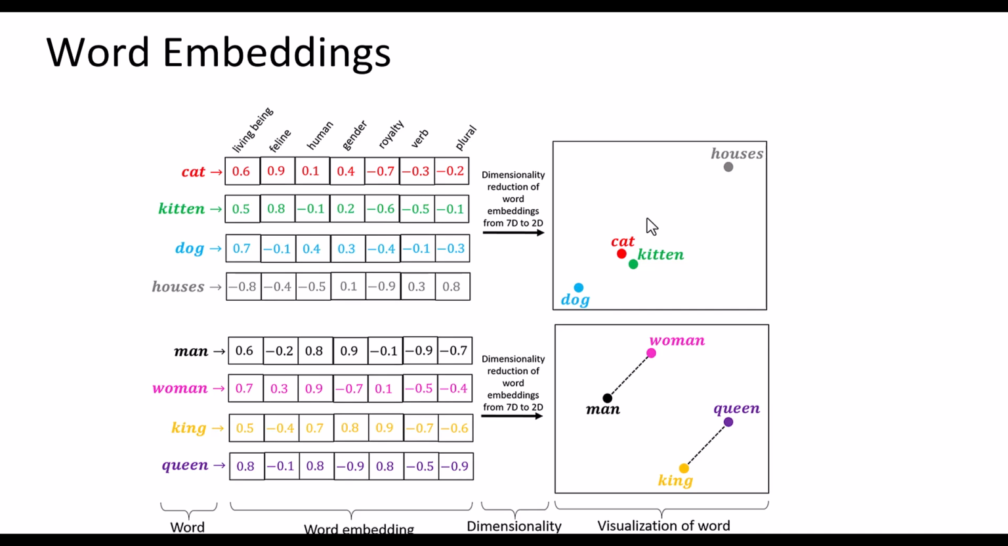You can similarly see in the second example where we have man, woman, king, and queen. The man and woman are more similar than the man and the king, so these are placed together. And in the meantime, man and king are more similar than the woman and king, so these are placed together, and the woman and queen are also placed together.